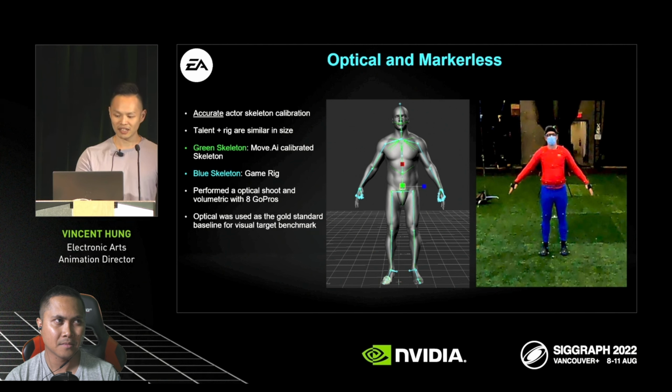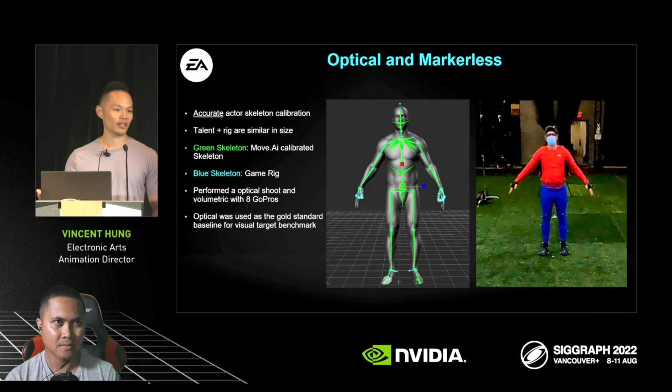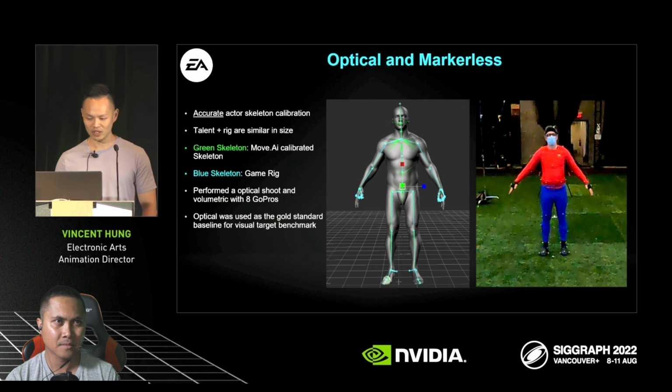And so this is something that I want to show off right off the bat here. You can see here that there's a green skeleton popping in and out, and that green skeleton is the Move.ai calibrated rig. And you can see it's almost a one-to-one calibration with the blue rig, which is the game rig. And I was really impressed right off the bat because it tells me that through this video-based technology, it is getting a very accurate calibration of the talent skeleton.